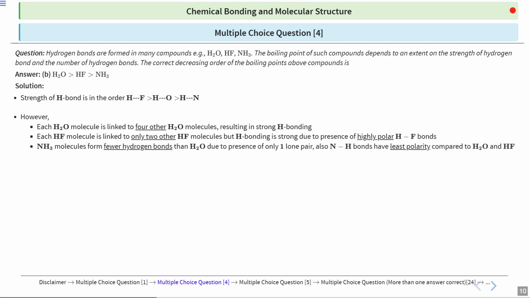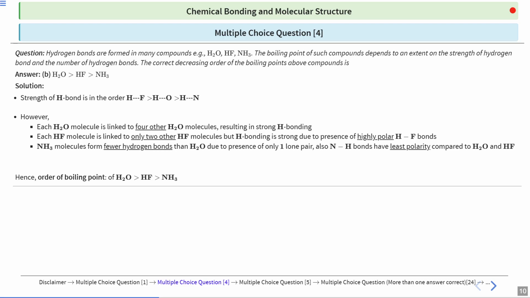What about the third molecule, which is NH3? Although it has a lone pair, due to the low strength of NH hydrogen bonding, it has the least value of boiling point. Therefore, we got the order: highest for H2O, then HF, and lastly ammonia. I hope this is clear to you.